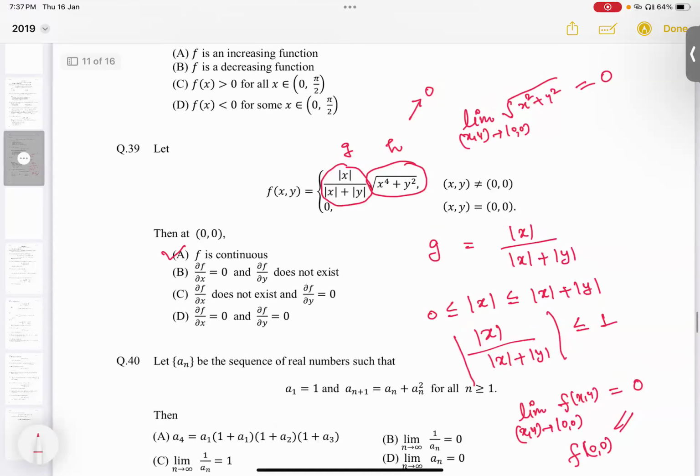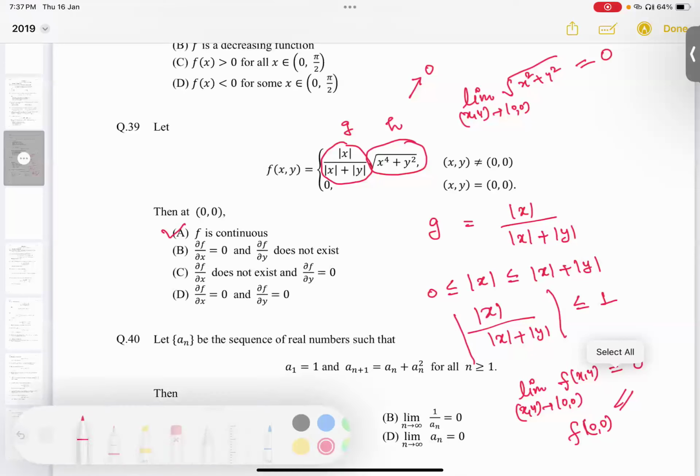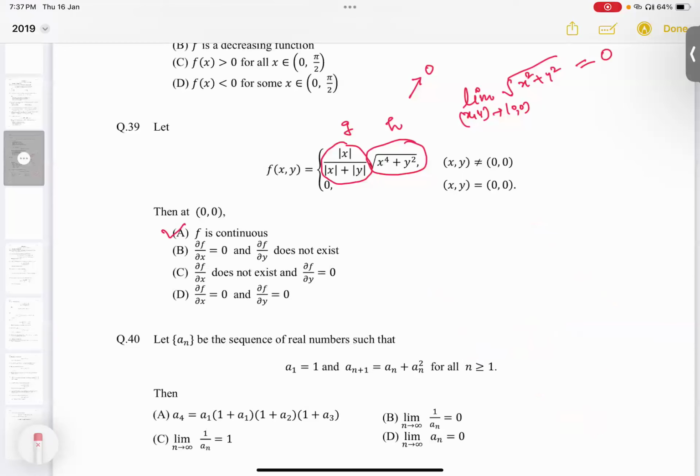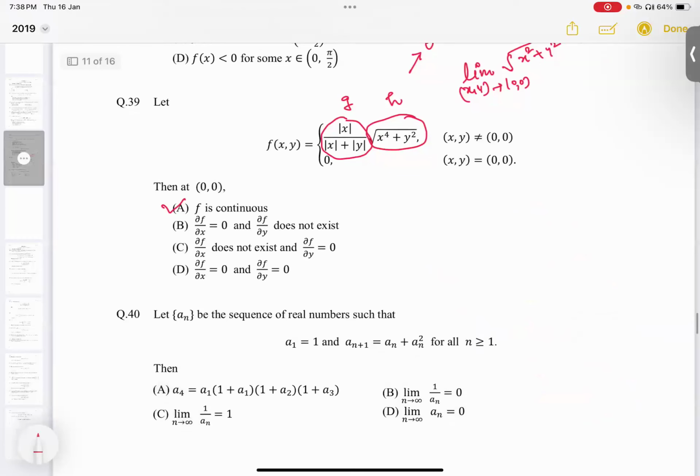So all three are related to partial derivatives. So just calculate the partial derivative at (0, 0). Some people are answering in the chat box that this is less than or equal to 1. Yeah, you are right. This is a bounded function. This function is always less than or equal to 1. Both are equal to 0, 0. Okay, that's right.